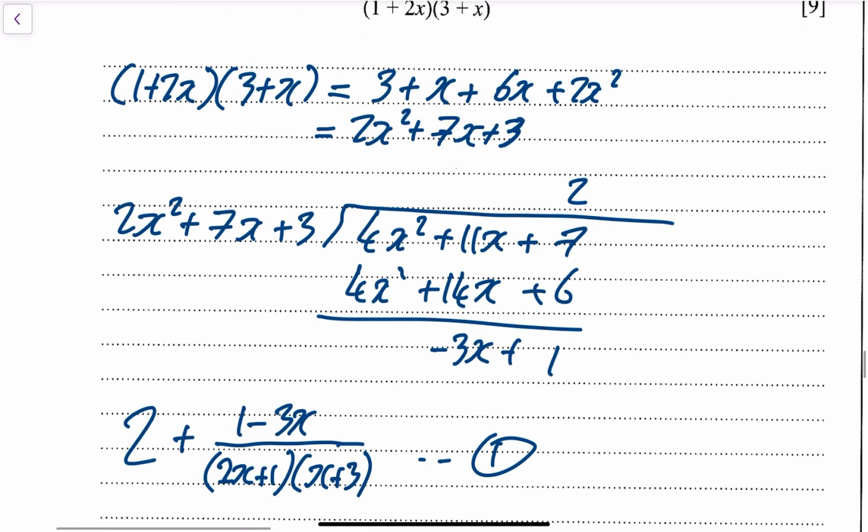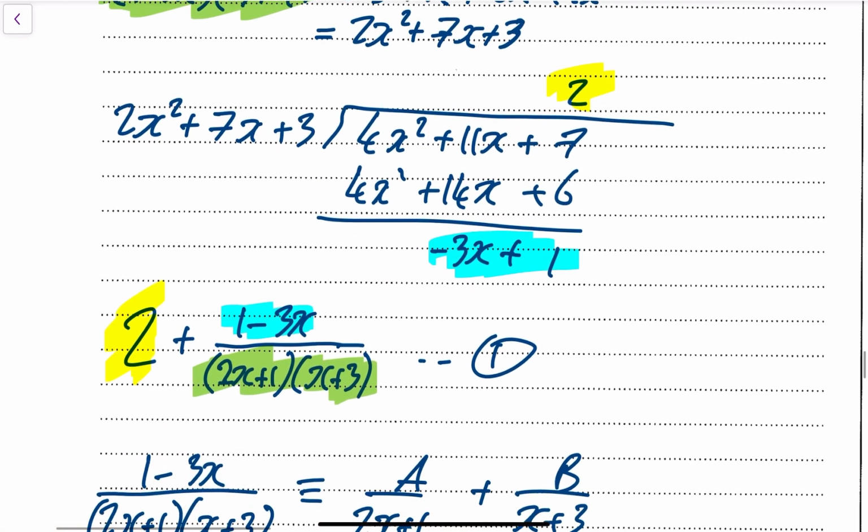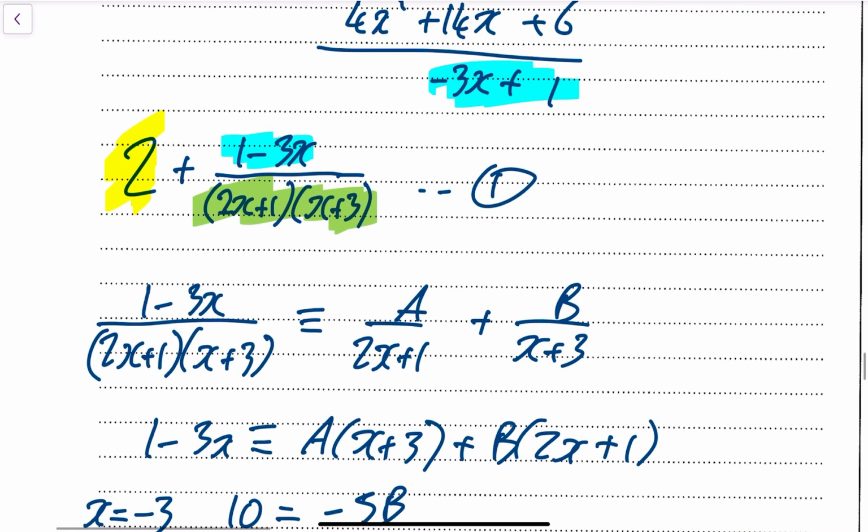You can see I've divided through here and it's given me 2. It goes in twice with minus 3x plus 1 left over. So I've written this then: it goes in 2 whole times, and then this is my remainder over my divider, and my divider, which has been factorized, was this thing. Okay, I'm just going to do this bit of it.